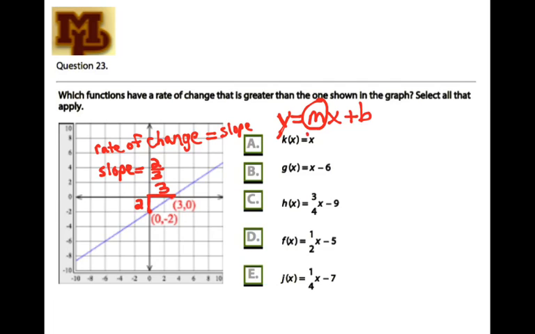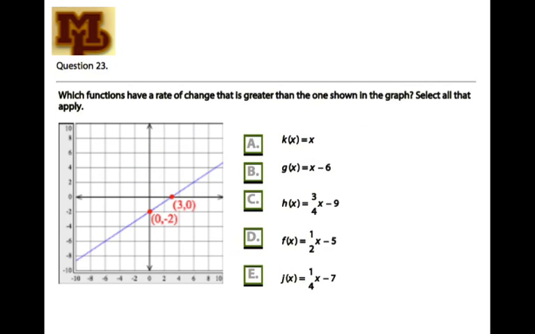So this one has a slope of 1, which is bigger than 2/3. So that's going to be one we need to pick. This one has a slope of 1, so I'd pick that one as well. This one has a slope of 3/4, and 3/4 is bigger than 2/3. 1/2, no. This one has a 1/2 slope, so no. 1/4, no. So I wouldn't pick that one. Okay, it says select all that apply. Alright, I'm looking at number 24.